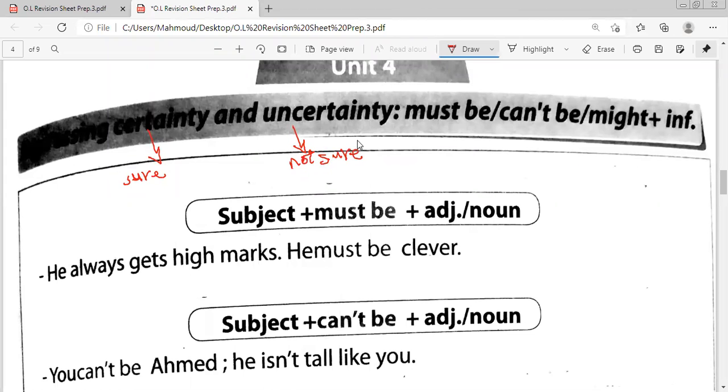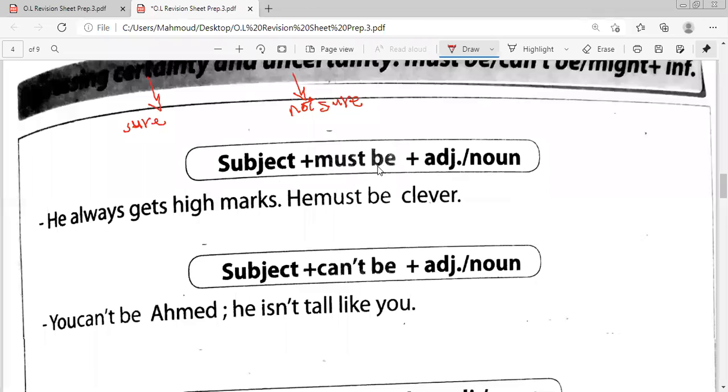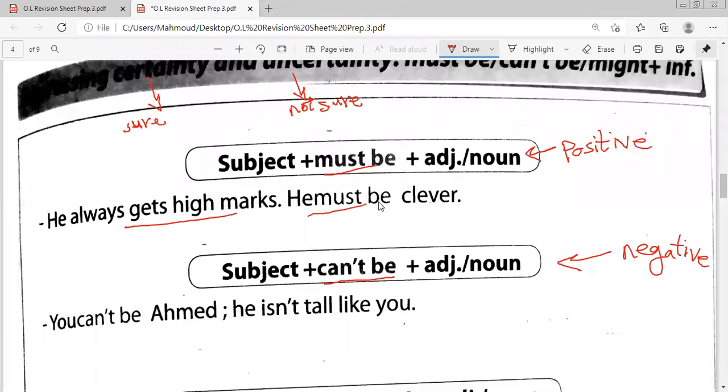In order to express certainty, you can use must be in the positive and can't be in the negative. But must be, you can use it in the positive, in the affirmative. And can't be, we will use it in the negative. Like this example, he always gets high marks. So you are sure that he is clever. Instead of saying, I am sure he is clever, you can say, he must be clever. So must be here means that you are sure that he is clever.